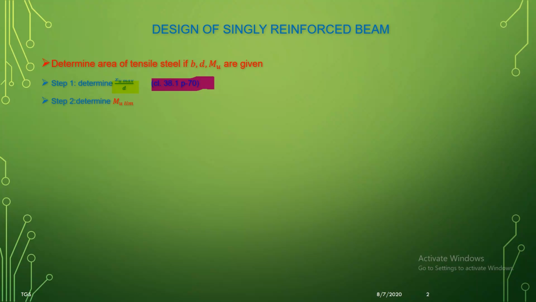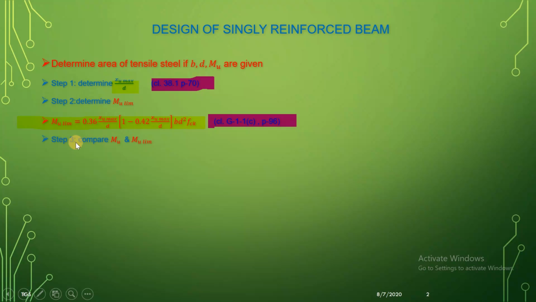Then step 2 is determine Mu limit. For Mu limit, Mu limit equals 0.36 Xu max by D into (1 minus 0.42 Xu max by D) into b d square fck, clause G-1.1 (c), page 96, IS 456, 2000.